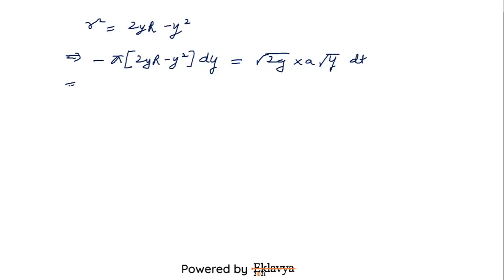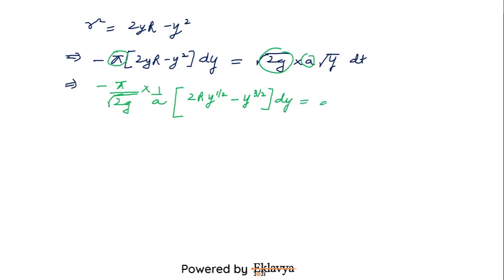So I guess we should collect all the constants on one side of equality. So minus pi I have written, and then upon root 2g we can collect. So we have done that. 1 upon a, that we have taken care of. And then when we bring this root y to the other side, it becomes (2ry raised to power half minus y raised to power 3 by 2) into dy is equal to dt.